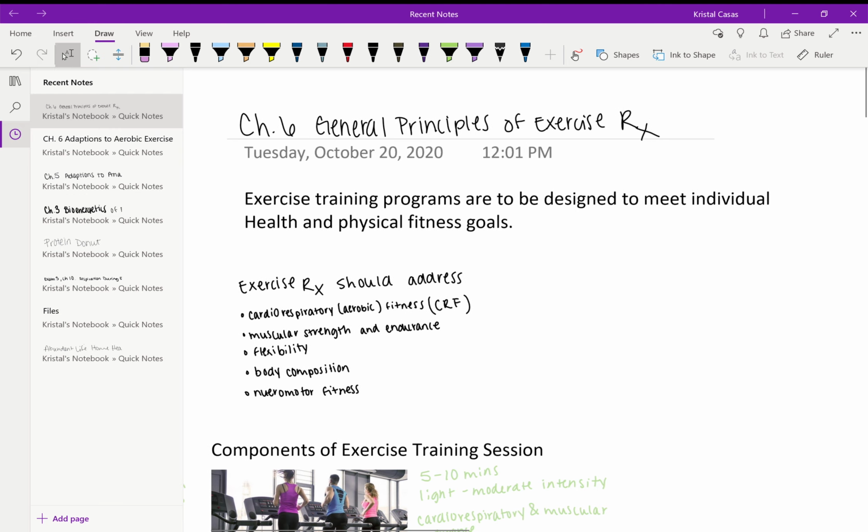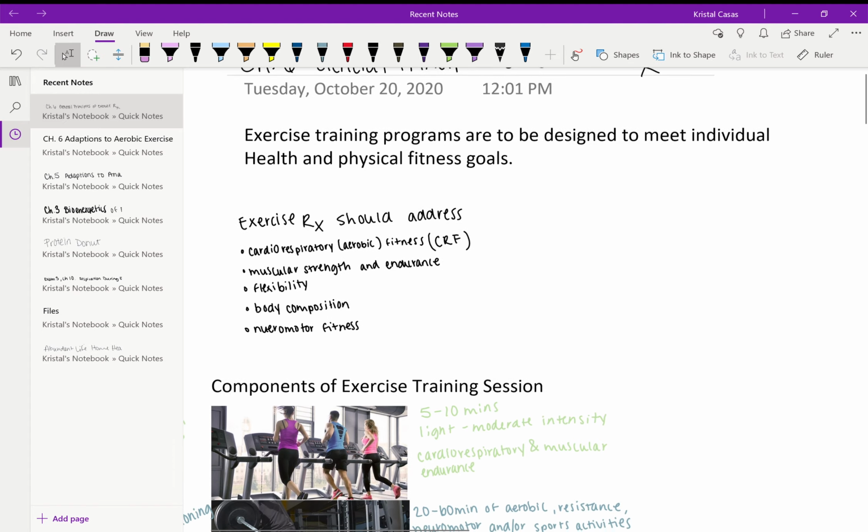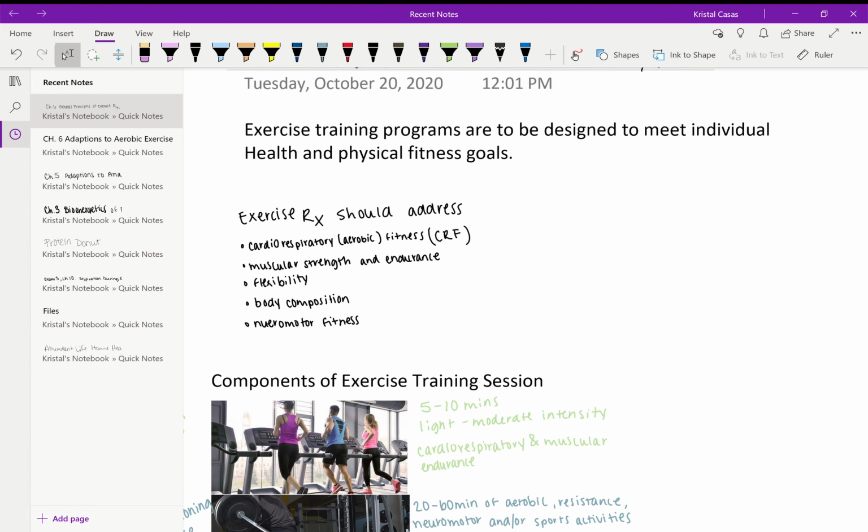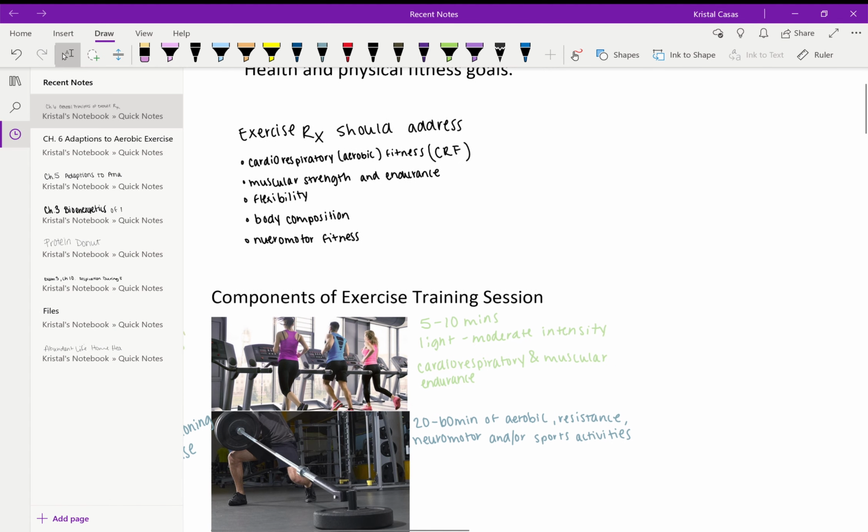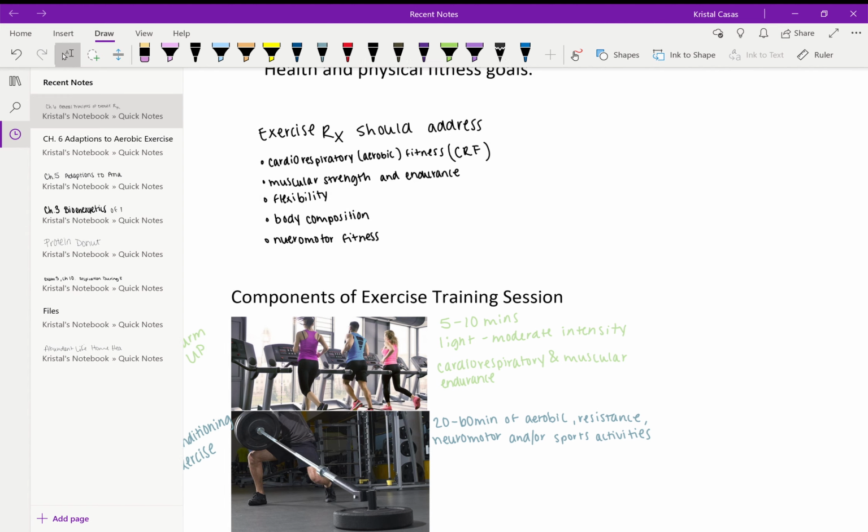Hi everyone, this is Chapter 6 of General Principles of Exercise Prescription. It's very important to remember that exercise training programs are to be designed to meet individual health and physical fitness goals. So for your client, your patient, it's individual. The exercise prescription should include cardiorespiratory aerobic fitness, muscular strength and endurance, flexibility, body composition, and neuromotor fitness.